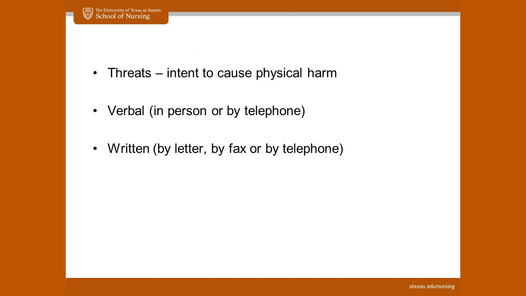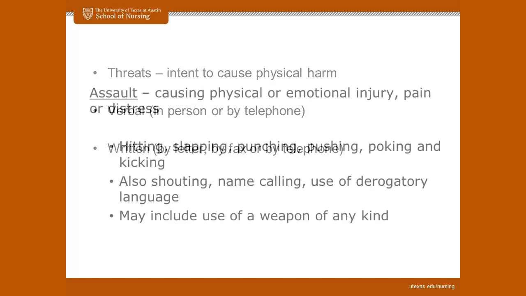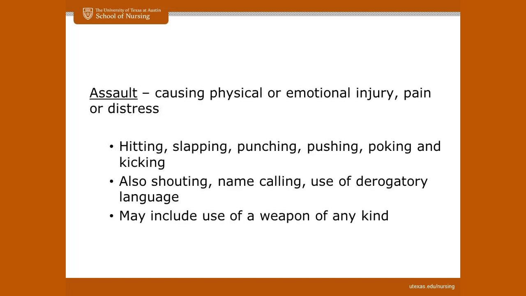Threats, or the intent to cause physical harm, can include verbal threats in person or by phone, or written threats by letter, by fax, or via text message on the cell phone. Assault is causing physical or emotional injury, pain, or distress. This includes hitting, slapping, punching, pushing, poking, and kicking. Also, shouting, name-calling, and the use of derogatory language. Assault may include use of a weapon of any kind.